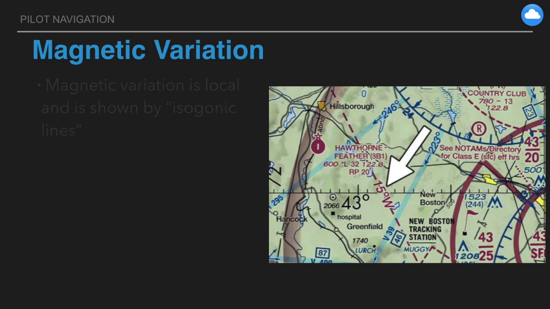So, as we've already said, magnetic variation is kind of local, and on the map here with an arrow pointing to it is what we call an isogonic line. Okay, and we have them on our chart. An isogonic line is a line on a map that joins points of equal magnetic variation. So anywhere on that 15-degree west line, it's 15 degrees west variation. So that's going to be important for your flight planning.